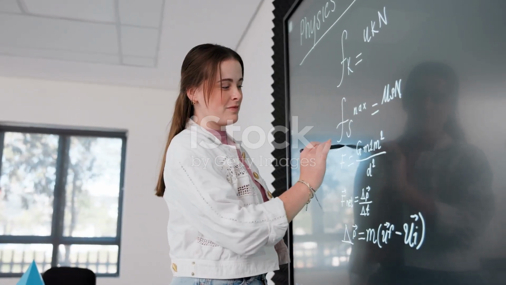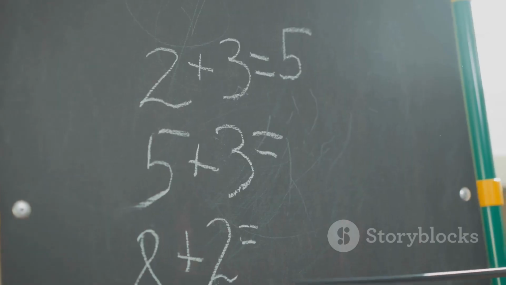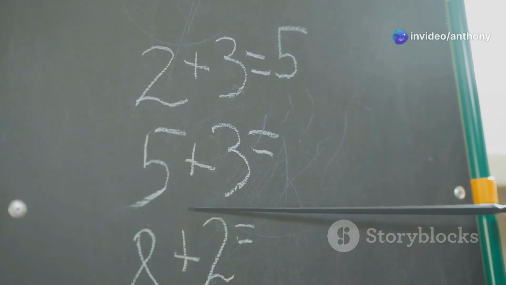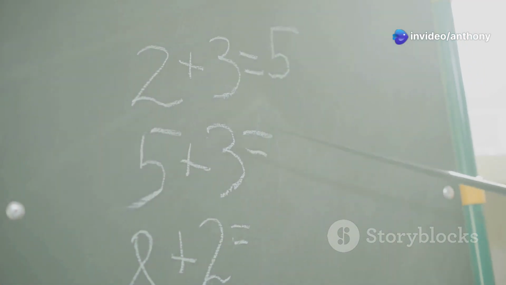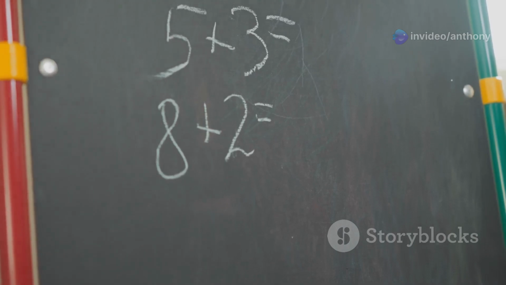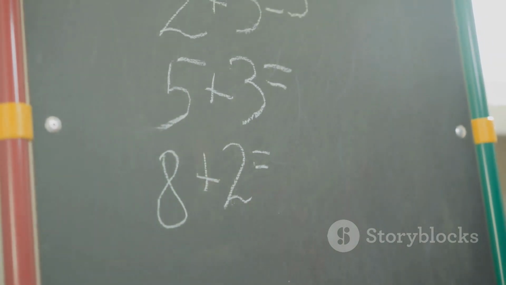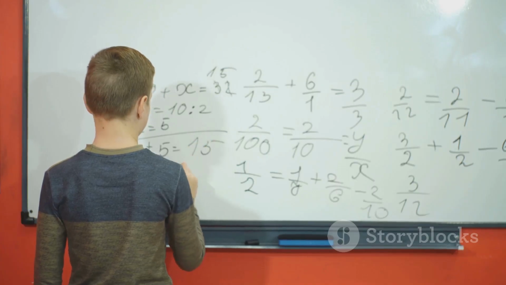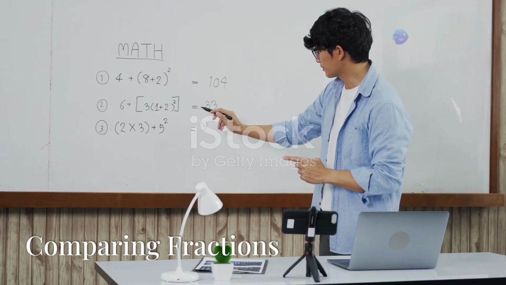Chapter 8. Finding the common denominator. Finding a common denominator is essential for adding and subtracting fractions. Let's find the common denominator of 1/4 and 1/6. The least common multiple of 4 and 6 is 12. We convert 1/4 to 3/12 and 1/6 to 2/12.